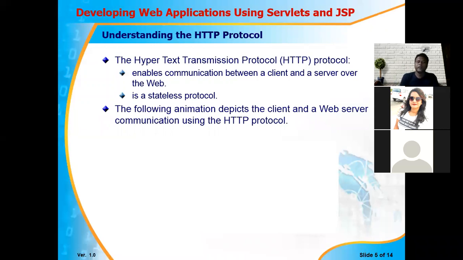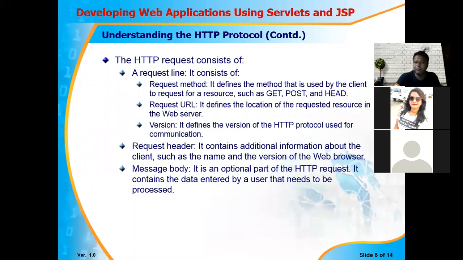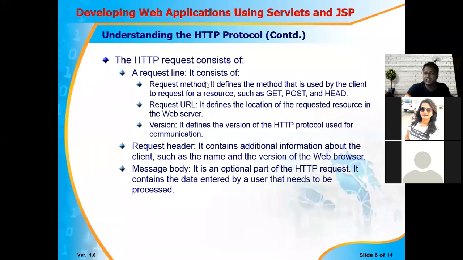Next, moving to the HTTP request. HTTP consists of, first, the request line. It consists of the request method, like the get method or post method, and the requested URL, which defines the location of the requested resource on the web server. Suppose you give www.gmail.com, it goes to the Gmail server. Then HTTP contains the version, which version of HTTP you are using. Two methods are used while requesting the server, get or post.